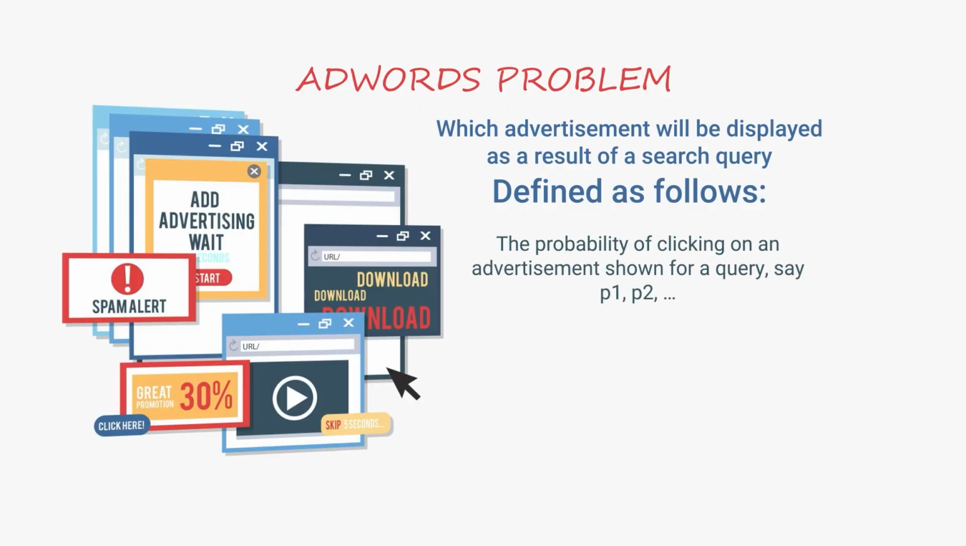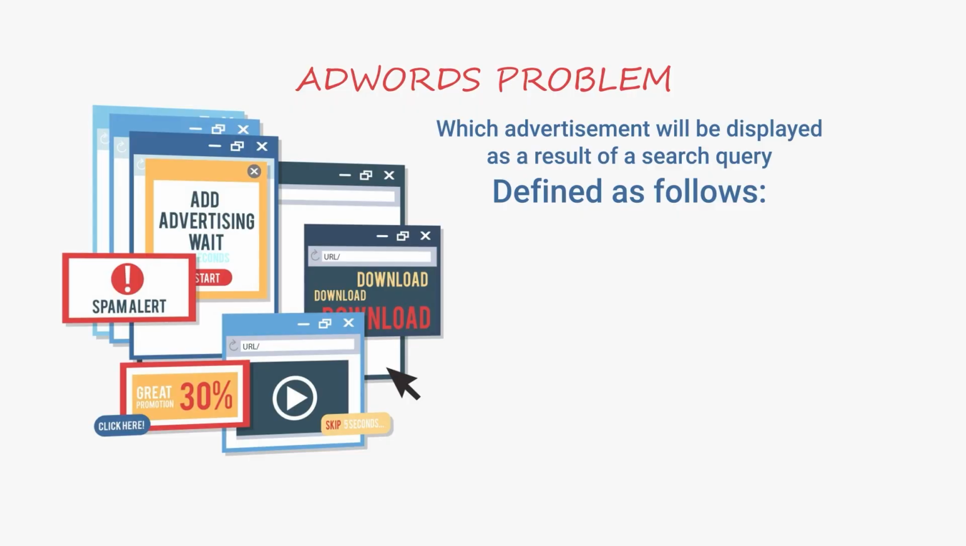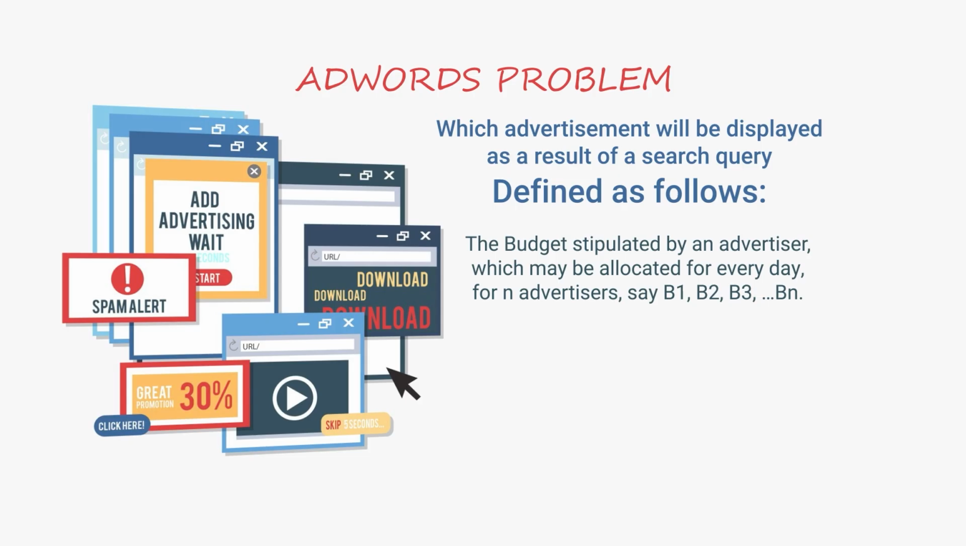The probability of clicking on an advertisement shown for a query, say P1, P2. That means for a query Q1, the advertisement has been clicked from the bidder B1, the probability is P1 and so on. The budget stipulated by an advertiser, which may be allocated for every day for n advertisers, say capital B1, capital B2, B3 and so on to Bn.